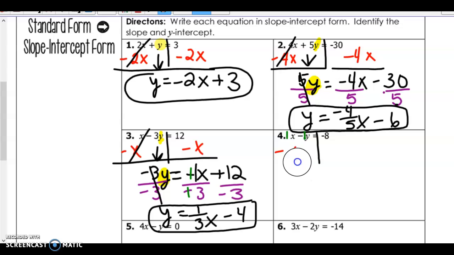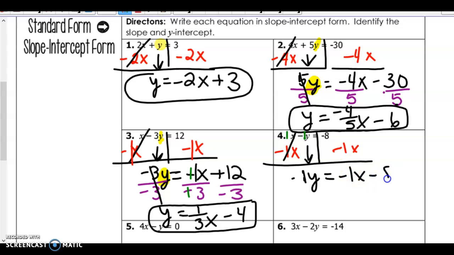Okay. Negative 1x. So some of you might want to put the 1. That's fine, no biggie. I could have put a 1 over here as well. Doesn't make a difference if you want to do it or not. Okay, so these cancel. Bring down your negative 1y equals, again, write your x first, and then bring down the negative 8.